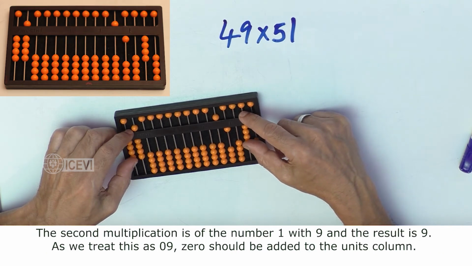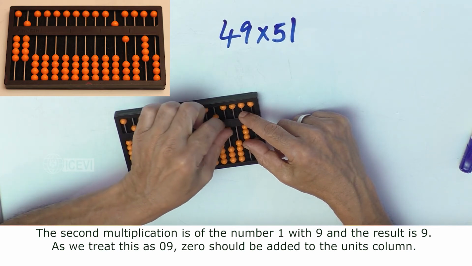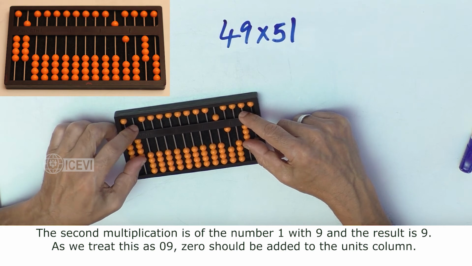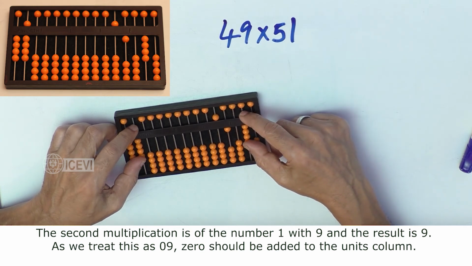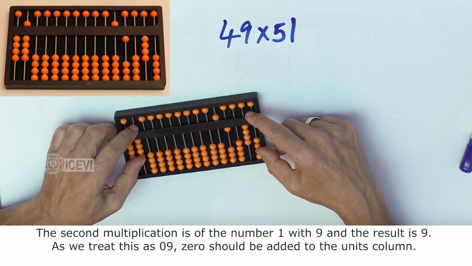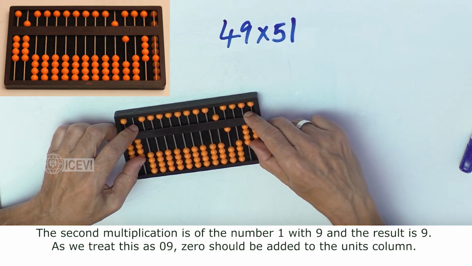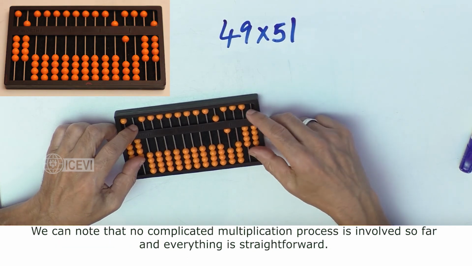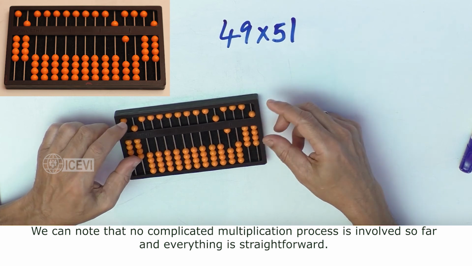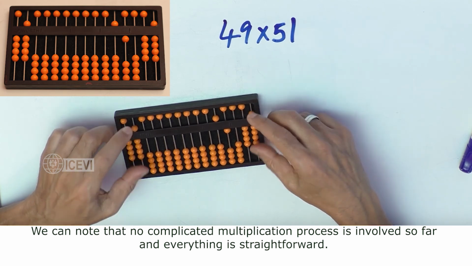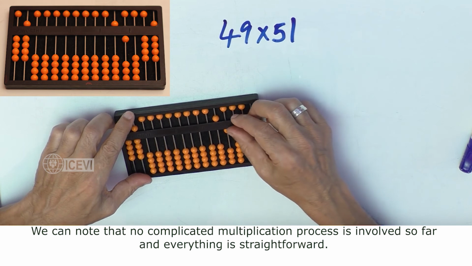The second multiplication is of the number 1 with 9, which is 9. As we treat 9 as 09, then 0 should be added in the tens column and 9 should be added in the units column. We can note that no complicated multiplication process is involved so far, and everything is straightforward.